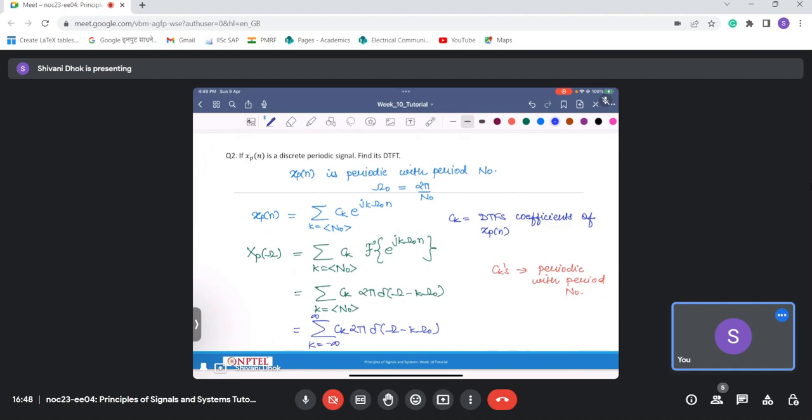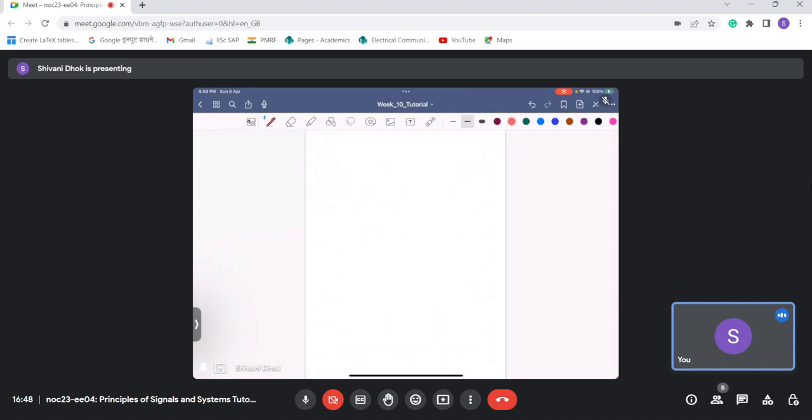See, the c_k is basically your discrete time Fourier series coefficients, right? So how do we write this c_k? I'll add one blank page. Okay, so how do we write this c_k? The c_k is calculated as 1 by N naught, summation over n in a period N naught, of x[n] e^(minus j k omega naught n).